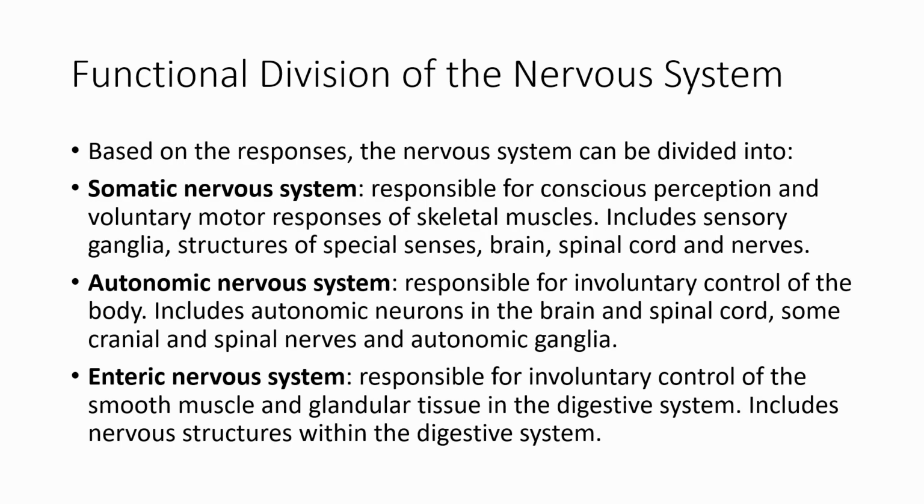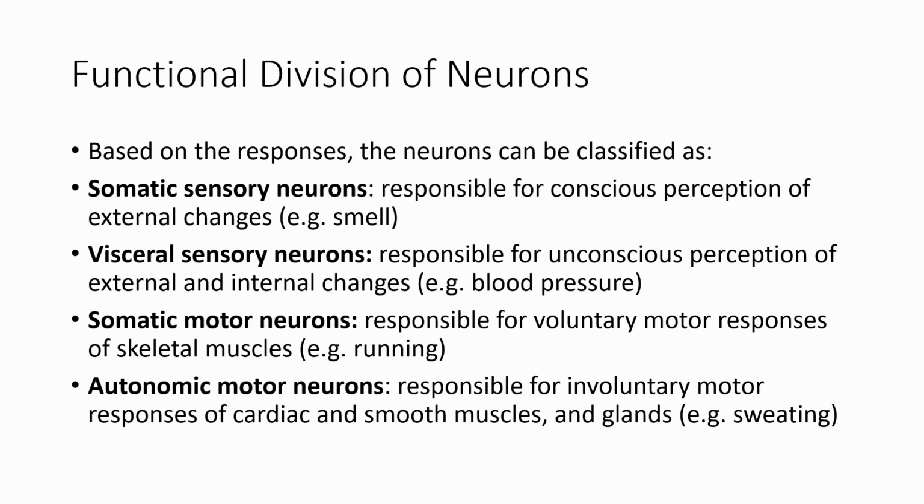And then enteric, we're thinking digestive. So this is the nervous structures that are within the digestive system. It's involuntary, which is good because you don't want to have to think about that. And so if we're looking at all those different breakdowns, we have different neurons that are involved too. So those are the different divisions. Now let's talk about the different types of neurons.